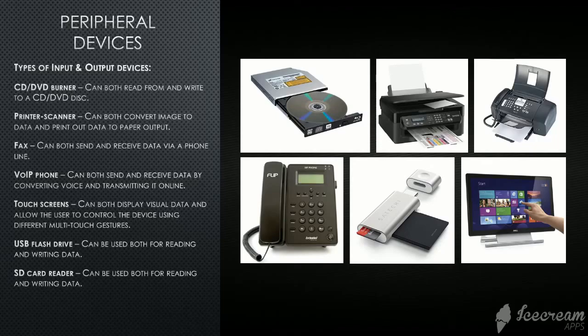As previously mentioned, some devices can be used both for input and output operations at once. For example, a CD and DVD burner can both read from and write to a disk, so it qualifies as input and output. Printer scanners can also both print and scan, so these two qualify as input and output as well. Fax devices or VoIP phone devices, which are telephony systems that use the internet, touch screens that both display data and allow us to run tasks at the same time, USB flash drives, SD cards, or any other storage device would count as both input and output device.